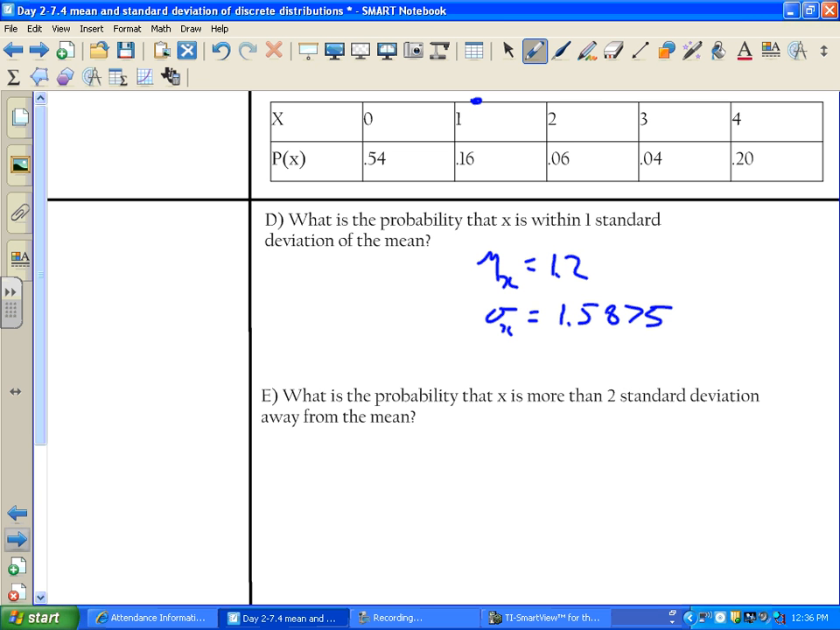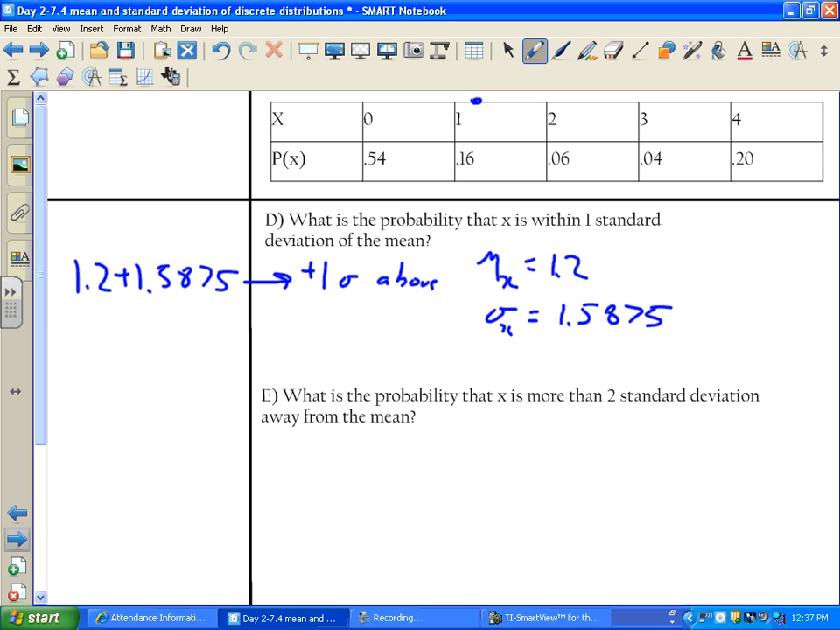So I need to figure out my distances. Think about this the same way that we talked about calculating outliers. It's almost easier here. I need to get one standard deviation above the mean to find that breakpoint. So 1.2 plus 1.5875 gets me, I'm just going to write, one standard deviation above. Does that kind of make sense?